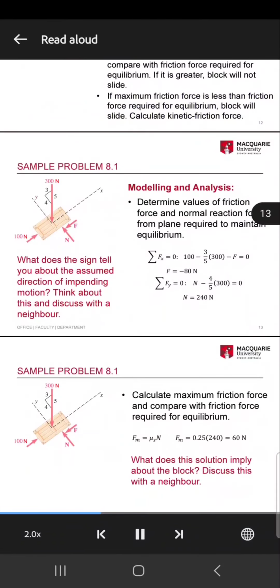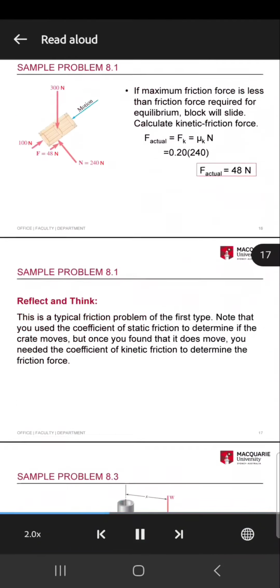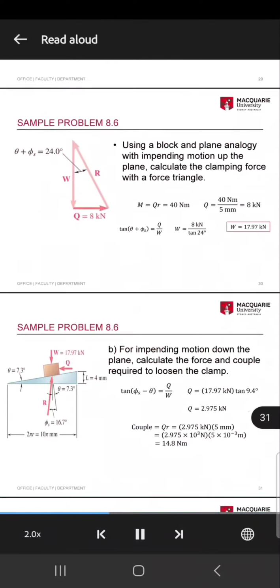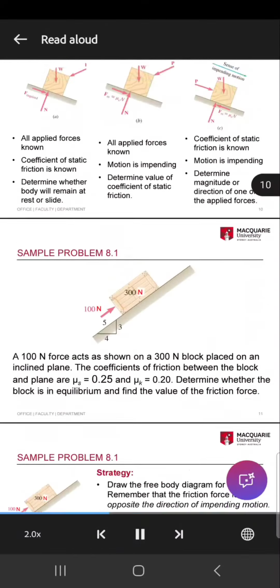Calculate the kinetic friction force. A 300 pound block is positioned on an incline with a slope of 3/4. A 100 pound force acting on the plane is applied to the block. Free body diagram showing the applied 100 pound force, weight, normal force, and friction force acting on the plane. What is the sign value about the assumed direction of impending motion? Think about this and discuss with your neighbor.